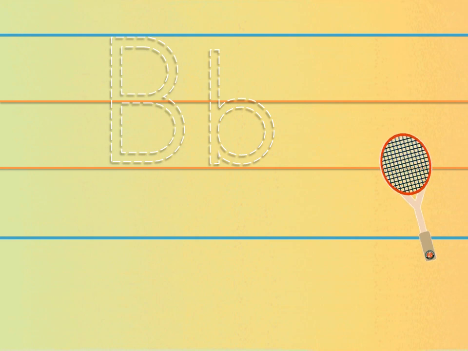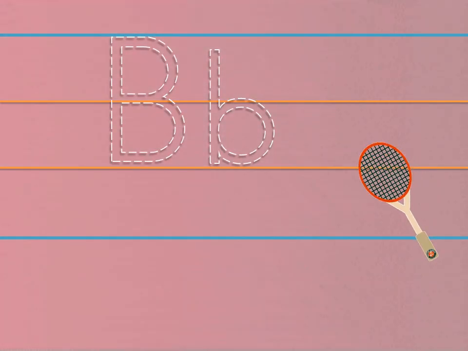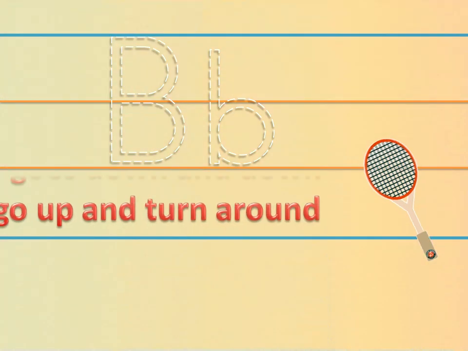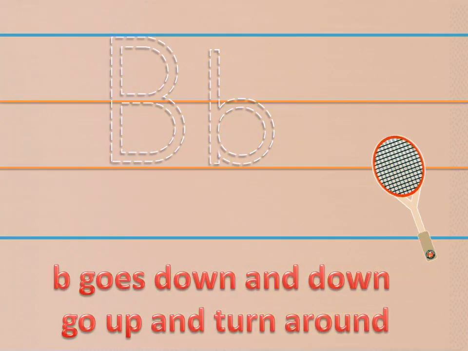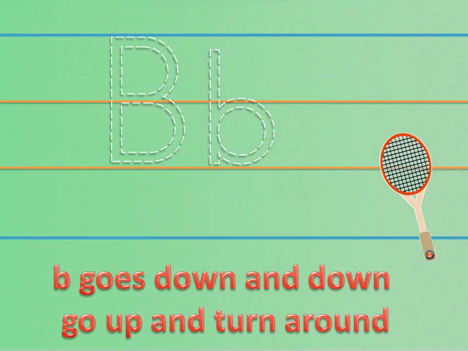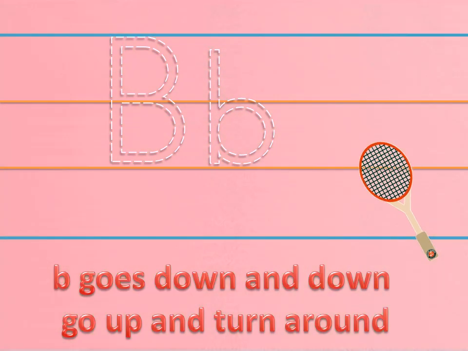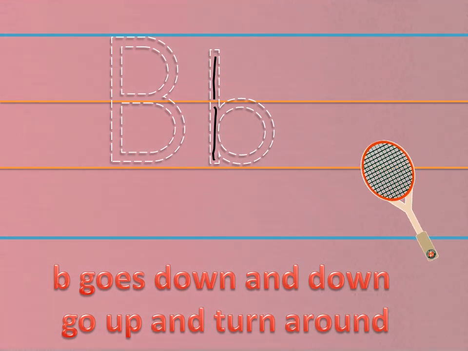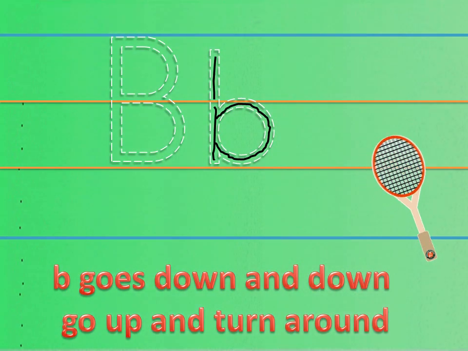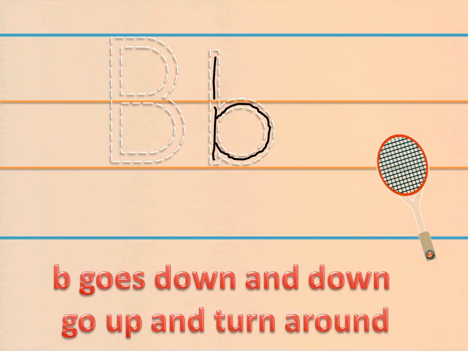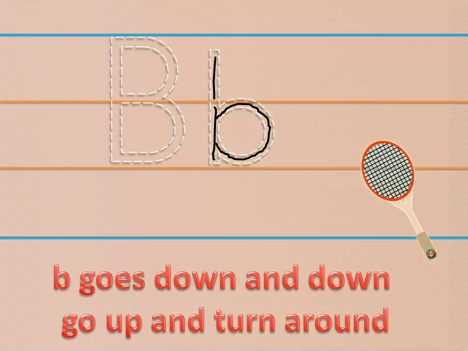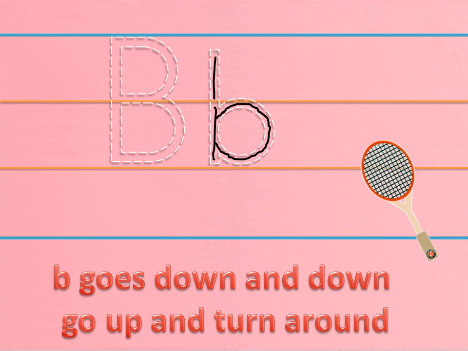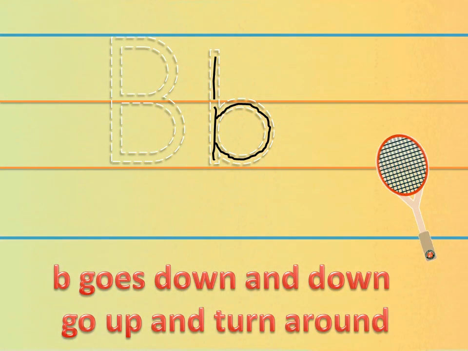B is the letter and B is the sound. B goes down and down. Go up and turn around. Ba goes down and down. Go up and turn around. Ba. Ba. Ba badminton. Ba badminton.